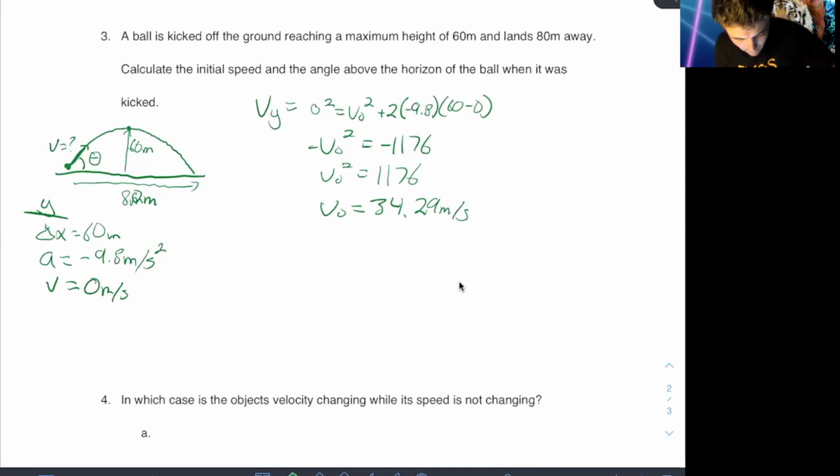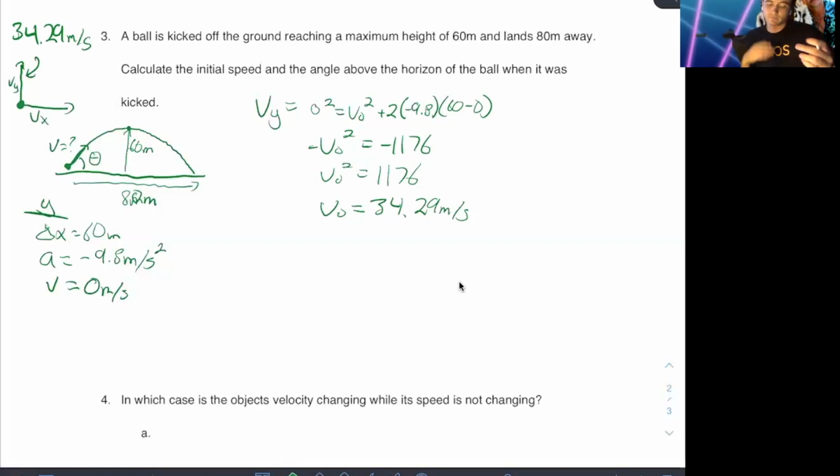So again, breaking this down into its components, we have our ball right here. The velocity in the y direction is 34.29 meters per second. So this is, again, Vy. We want to find now what Vx is, and then we can find the diagonal velocity. So what do we need to do now? We need the velocity in the x direction.